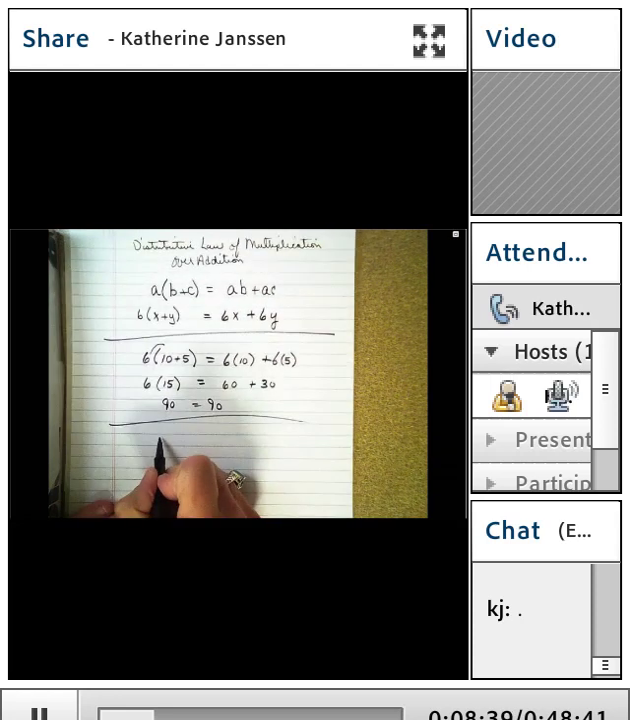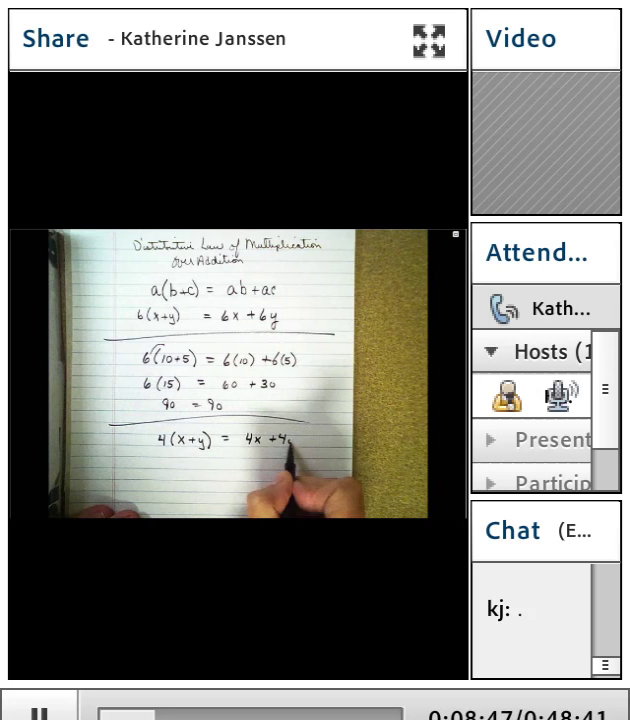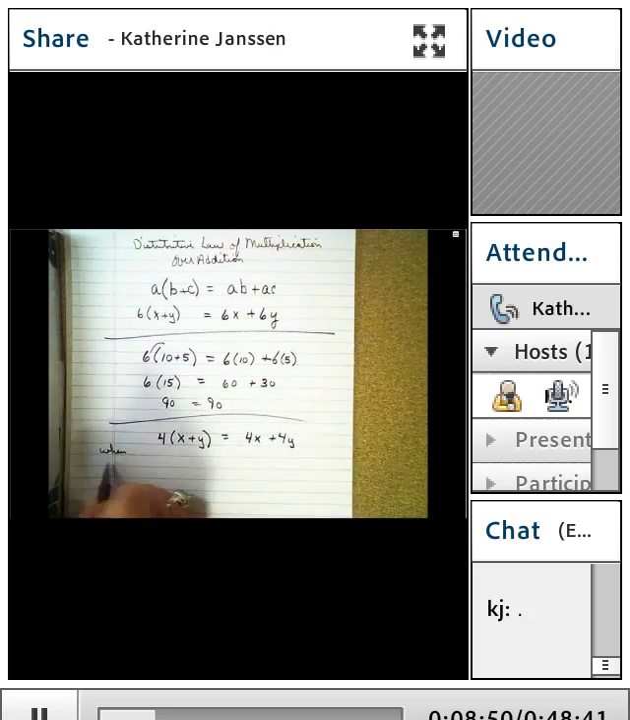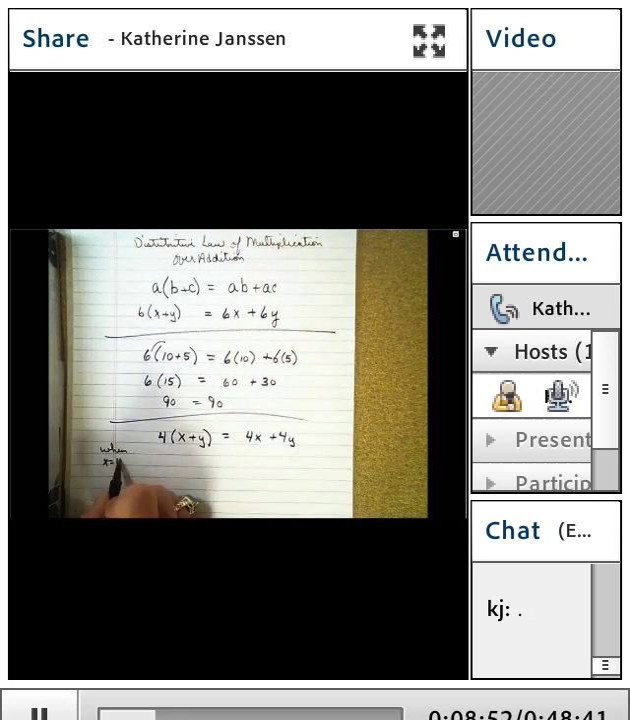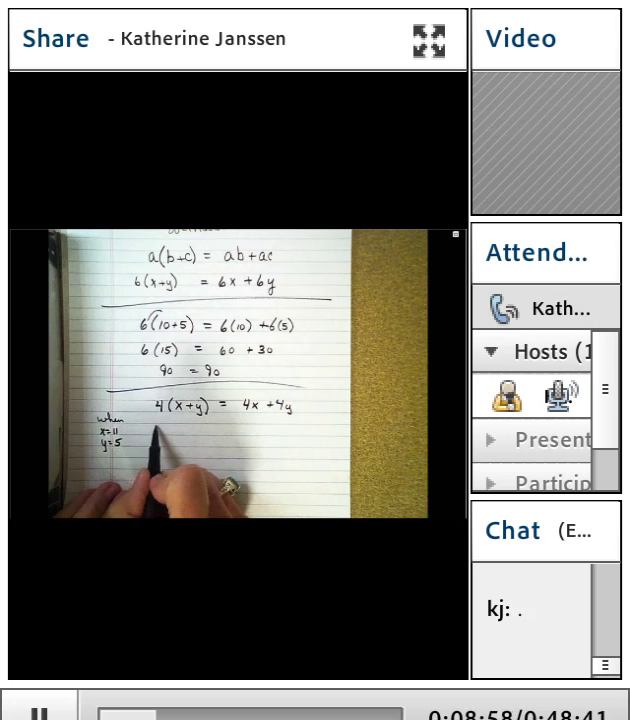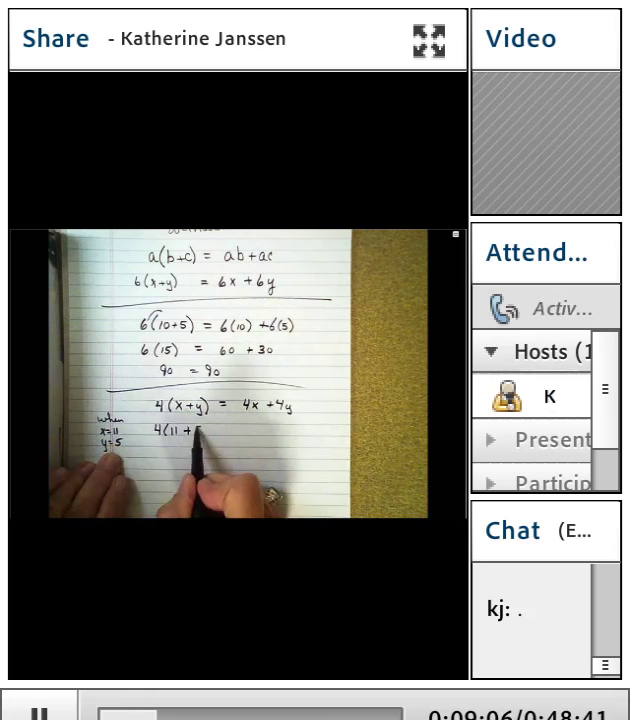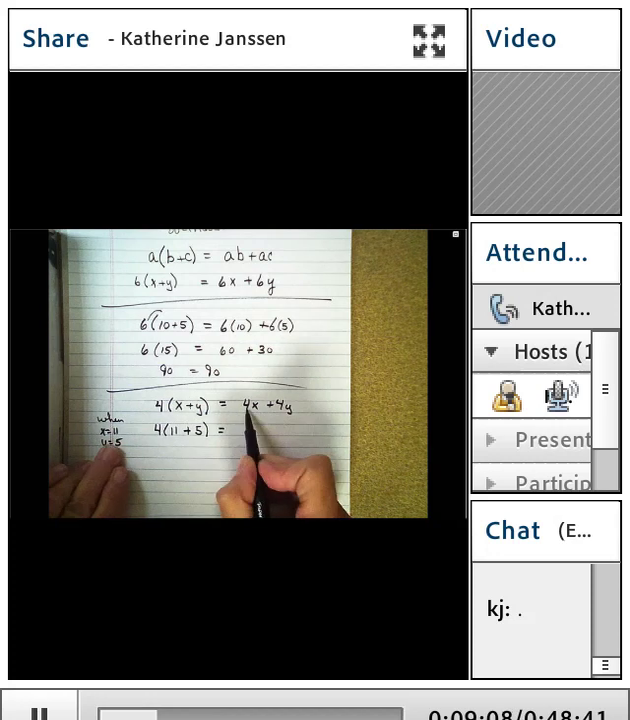Let's evaluate when we have 4 times x plus y and see if that checks to 4x plus 4y, when x equals 11 and y equals 5. So now I'm asked to substitute. I'm going to copy everything down the same, but for every occurrence of x, I'm going to substitute 11, and for every occurrence of y, I'm going to substitute 5. Copy everything down the same.